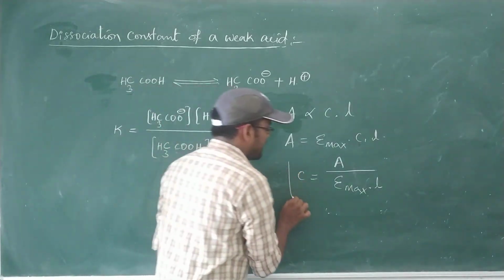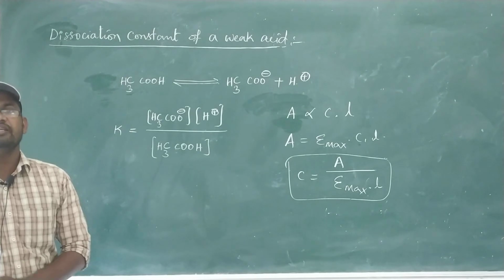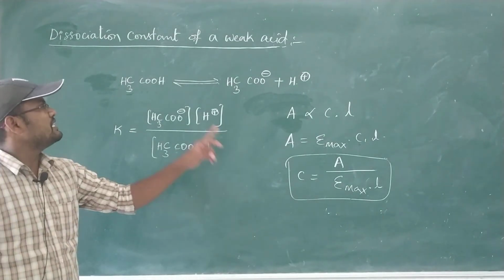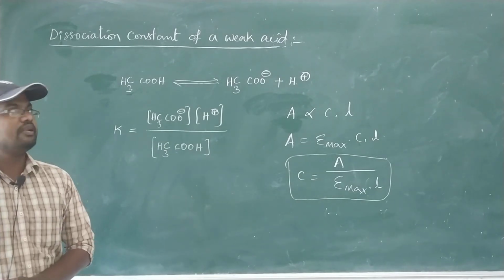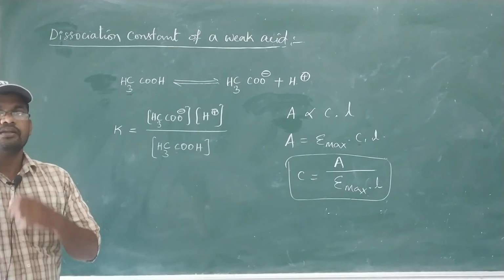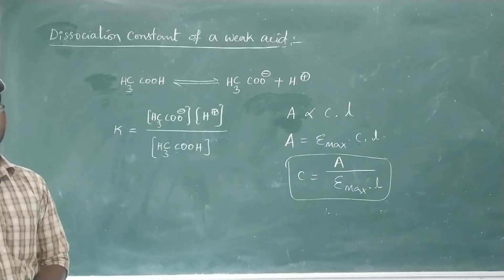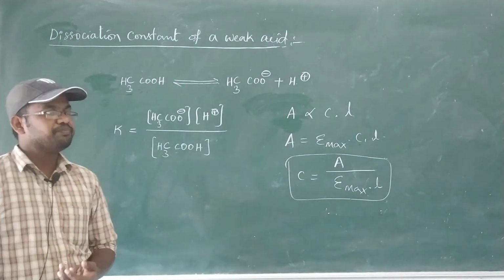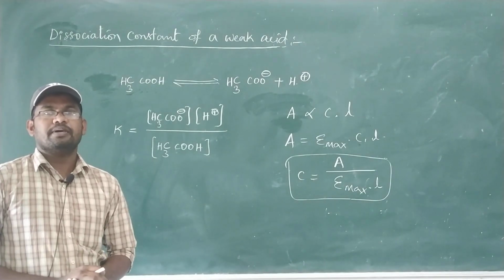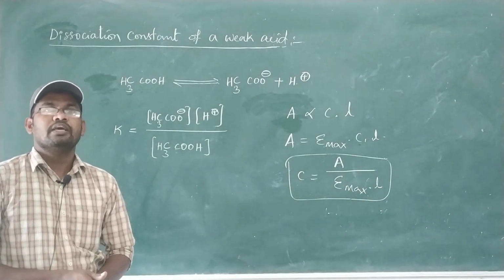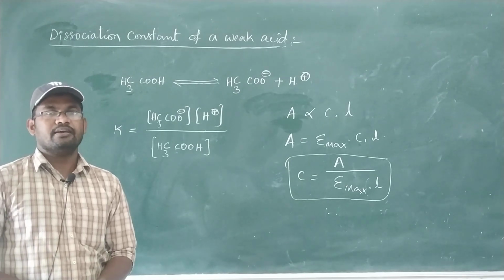Based on this, we calculate the concentration of acid and ions like acetate ion and H plus ion. Finally we get the dissociation constant of a weak acid, that is acetic acid. So UV visible spectroscopy, nothing but electronic spectroscopy, is done. In the next video we will discuss the next unit, that is NMR, nuclear magnetic resonance.